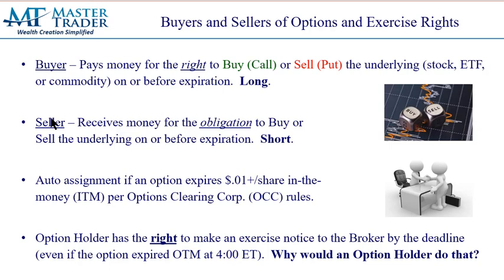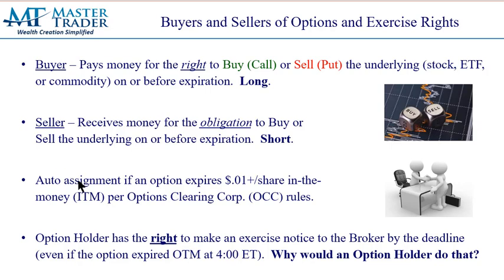The seller of the option is receiving the money that the option buyer paid, and they have an obligation. What are their obligations? If I sold a put option, my obligation is to buy the underlying. If I sell a call option, I have an obligation to sell the underlying, again on or before expiration. That's considered being short the option. The OCC, Options Clearing Corp, is the organization that matches up all these orders and keeps an orderly flow of option contracts to make sure that the obligations are adhered to among the market participants.